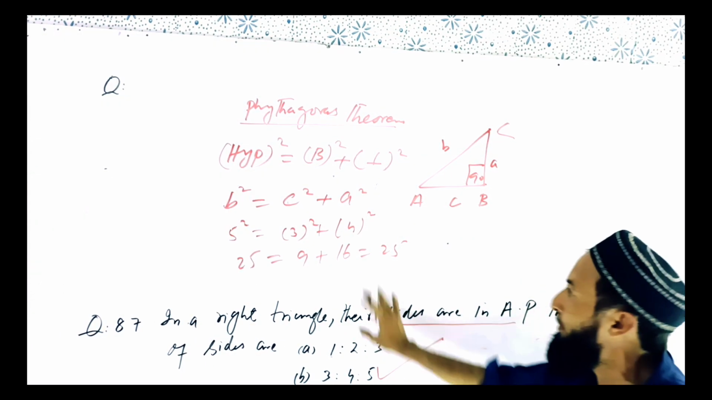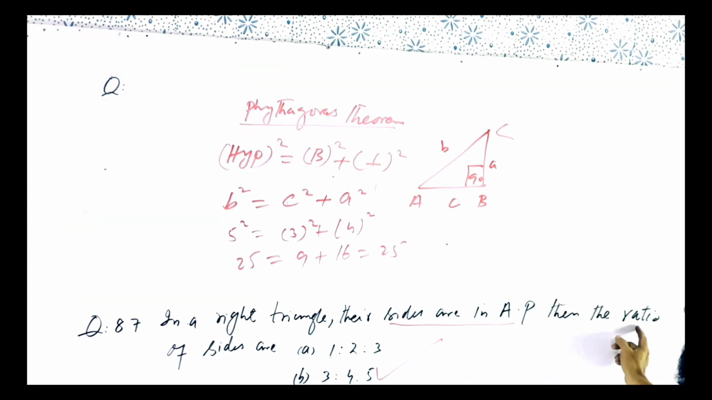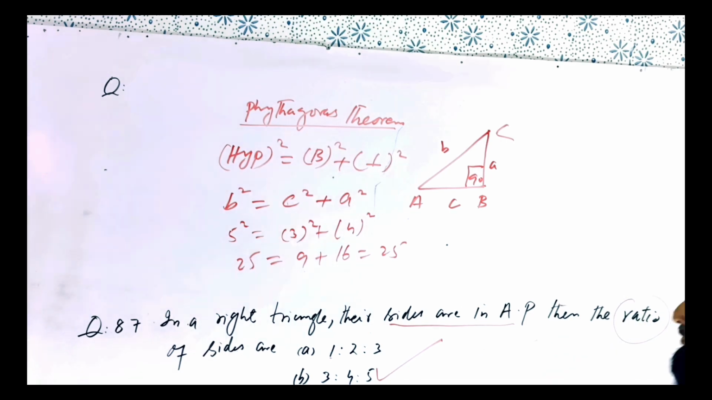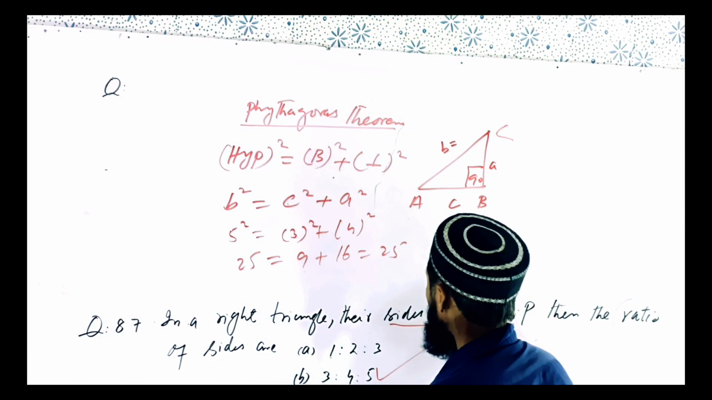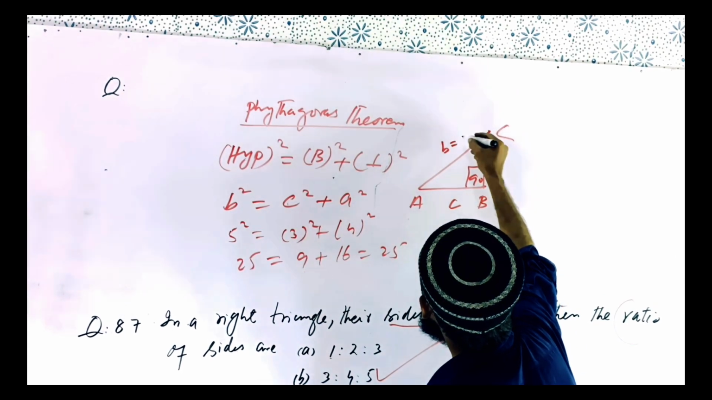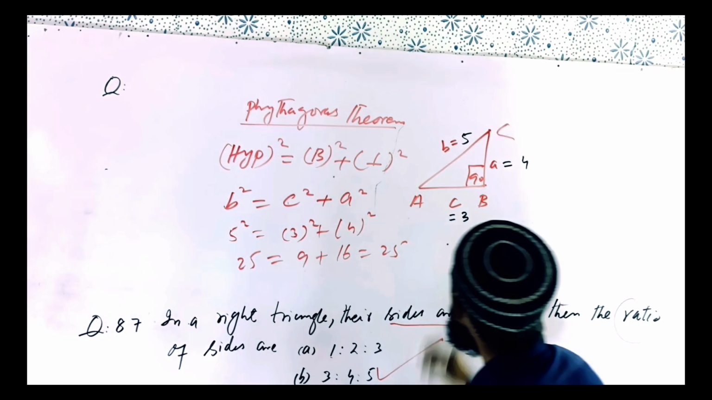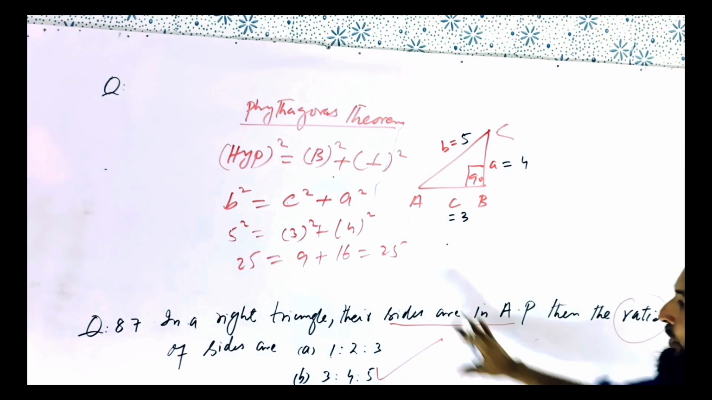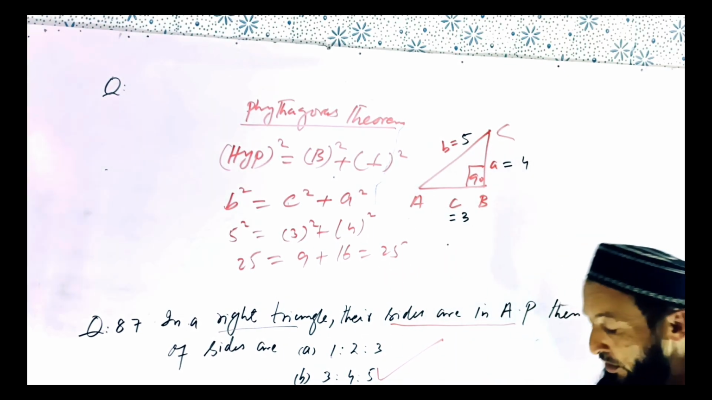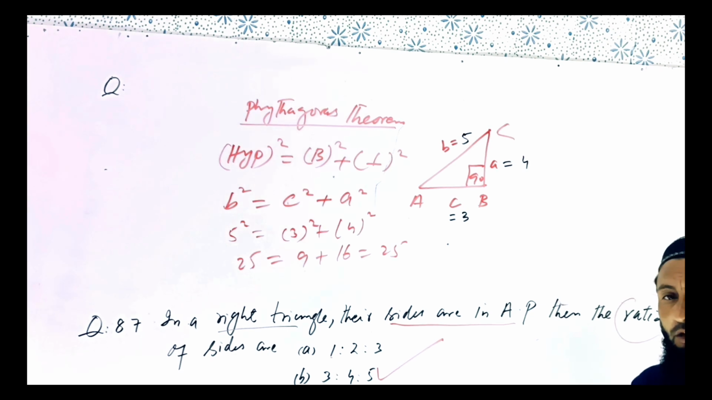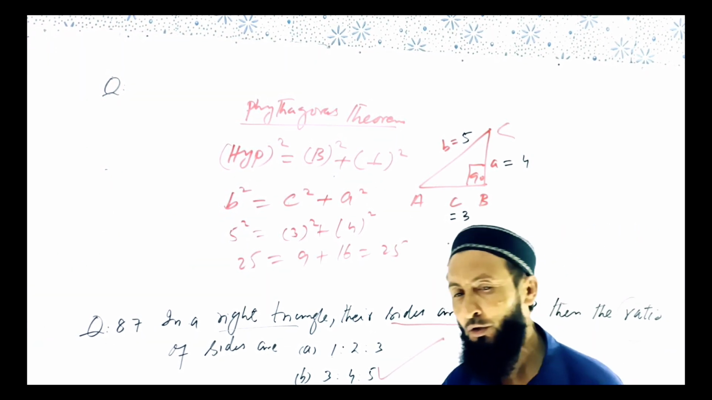If we apply this theorem to the other values, they are not equal, and the ratio of sides is 3, 4, 5. The hypotenuse will be equal to 5, this will be equal to 4, and the base will be 3. So according to this formula, in a right triangle whose angle is 90 degrees, we apply the Pythagoras theorem. So we get the answer, the ratio 3, 4, 5.